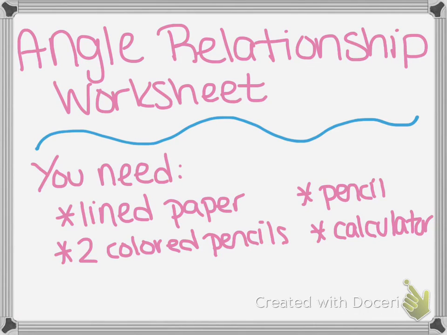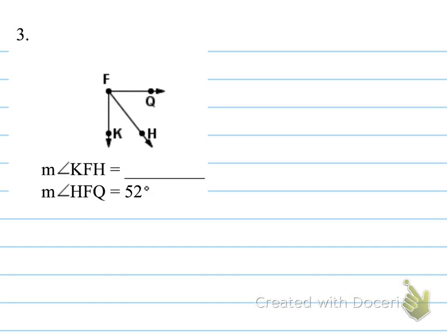To do this, you are going to need a lined sheet of paper, 2 colored pencils, and of course your pencil and a calculator. If we don't have all of those things, let's stop the video and get those now. So we're going to do 4 examples together. Follow along, and anything that I write down, I want you to write down as well.